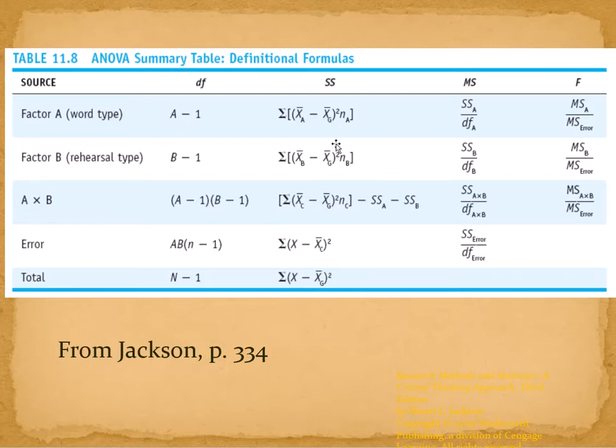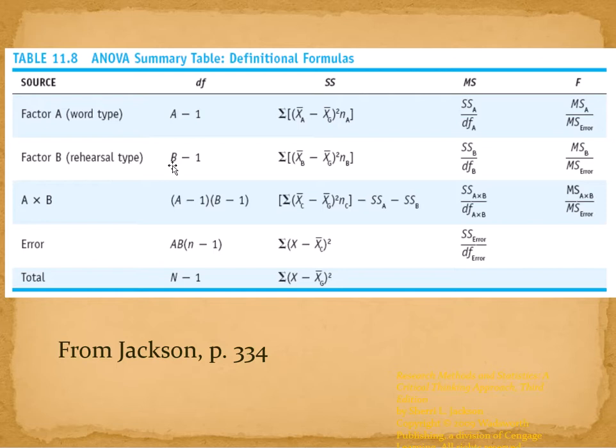Sums of squares for between is the same thing as we've done before. It's still the group mean minus the grand mean, squared, times the number of people. Mean squared is still sums of squares over degrees of freedom. And our F, just like within subject design ANOVA, is the mean squared of A, which is factor A, this first one, which is the between subjects, over error.